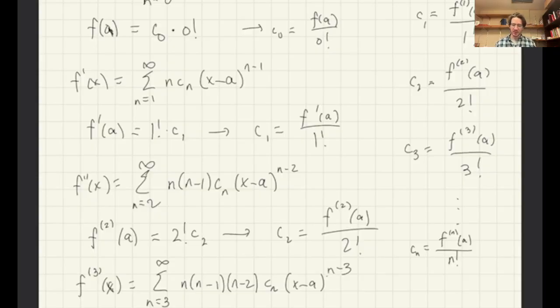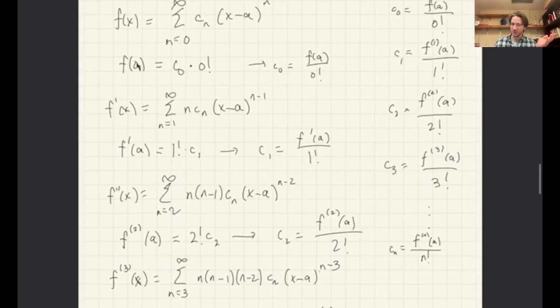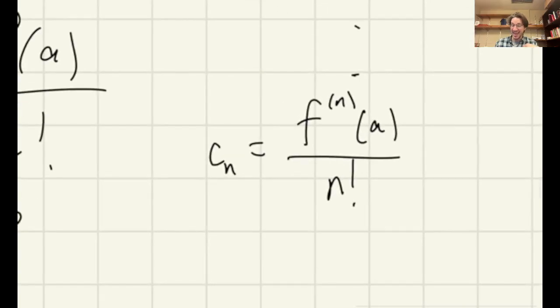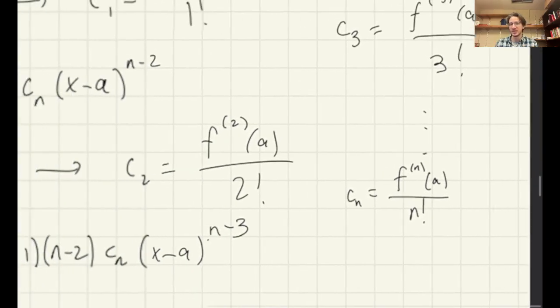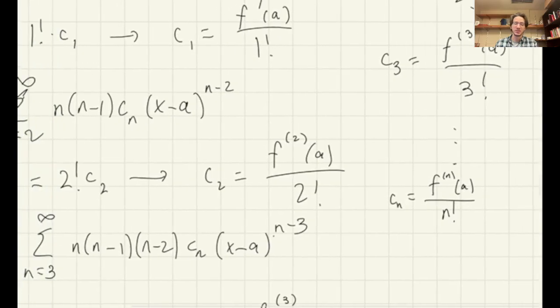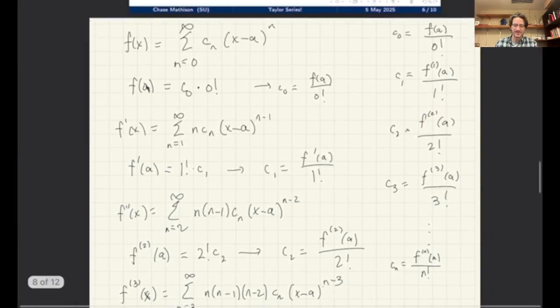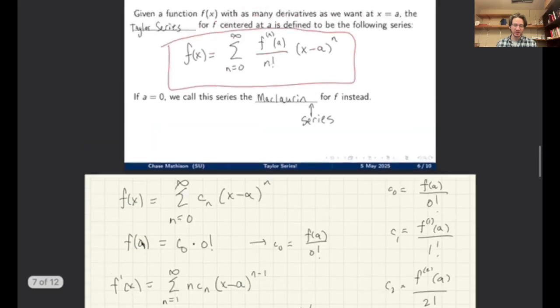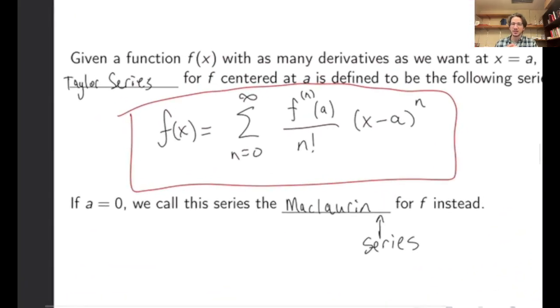Okay, so proving that the nth coefficient in the Taylor series is the nth derivative of f at a divided by n factorial, you can very easily use induction to prove that. Okay. So this is where this formula is coming from.